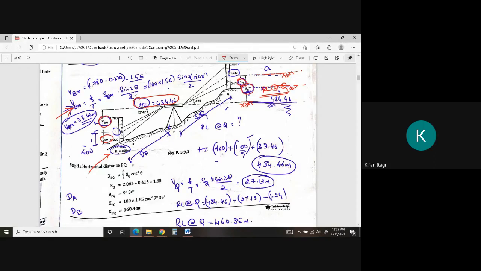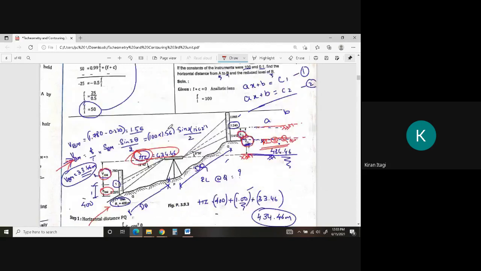Sometimes he will give the height of the instrument, or a horizontal line of sight. Then he will say determine the RL at this point. Then you should be quickly able to calculate the vertical distance and determine the central hair reading. Just subtract it, and you will get the RL at that point.